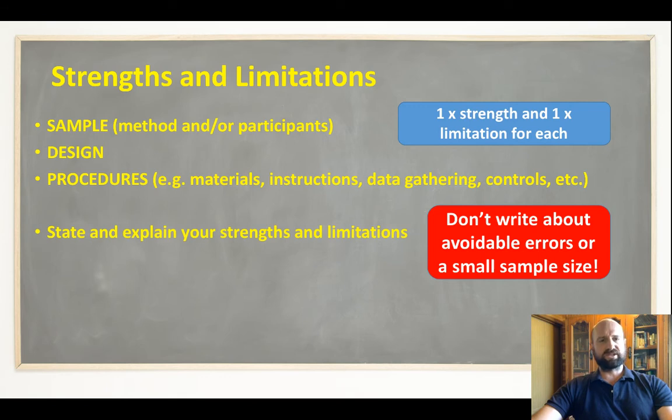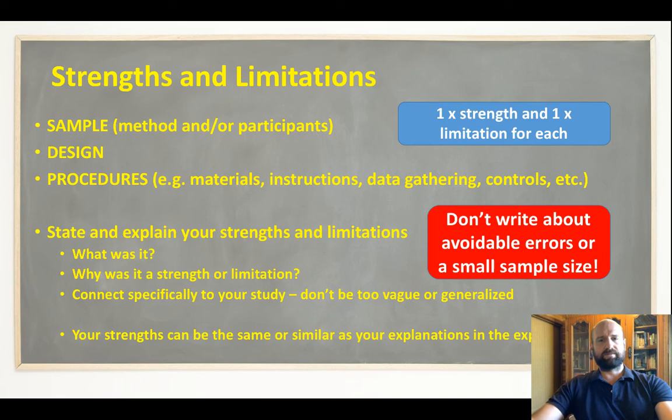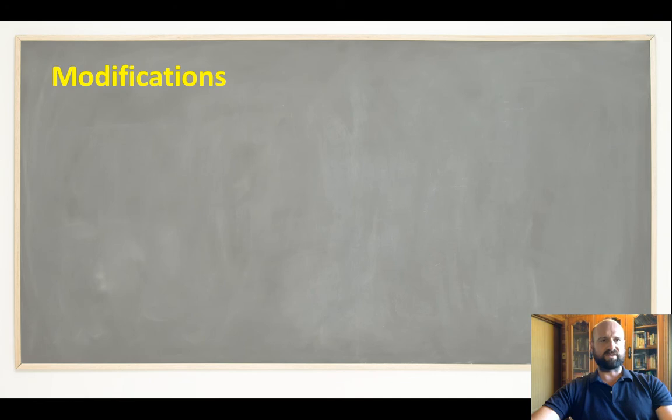So state and explain strengths, limitations, and modifications. I would have it so that the strengths come first, for sample, design and procedures, and then limitation, followed immediately by the relevant modification. Limitation, followed by modification, limitation, followed by modification. I think that's the best structure to use. One common error here is that students need to really be specific, right? They can't just be vague or generalized. They have to connect to their study and their particular topic. That's the biggest issue with student explanations of limitations.